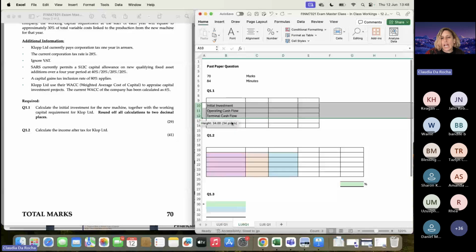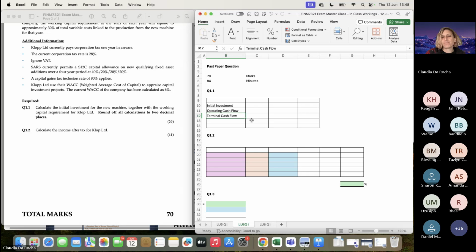So when we're doing a free cash flow question or a net present value question with cash flows, often it will ask you to calculate all of these cash flows, the initial, the operating, and the terminal, each of which has different elements in it. Just to run through it quickly, not to really answer the question, but to give you more of a summary.